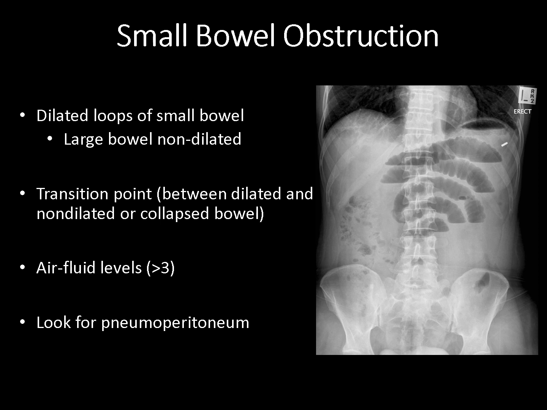We can also see air fluid levels, and the threshold that we have for calling positive air fluid levels is greater than 3. So it's normal to have up to 3 different air fluid levels. And we also want to look for pneumoperitoneum, and we'll talk about the findings of pneumoperitoneum a little bit later.